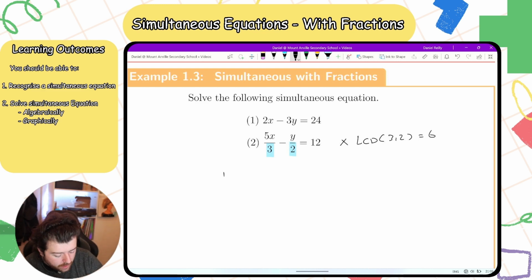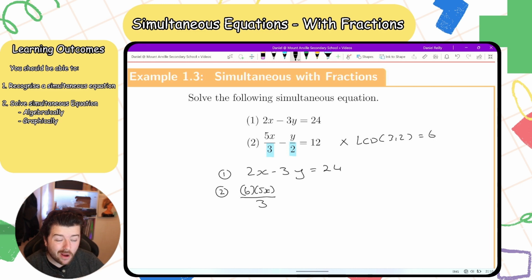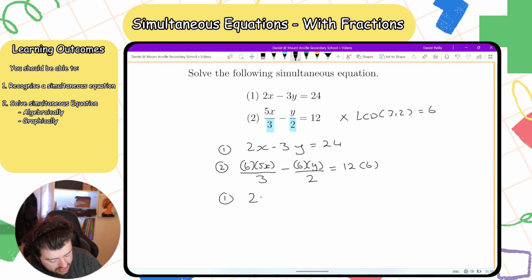So my first equation here, 2x minus 3y equals 24, that one remains unchanged for the minute. My second equation, however, I'm multiplying everything by 6. So I'm going to have 6 times 5x all over 3. So remember, when I'm multiplying a fraction by a number, I multiply the numerator, or the top bit. Minus 6 times y all over 2 is equal to 12 times 6. So, my first equation is still the same. 2x minus 3y is equal to 24.